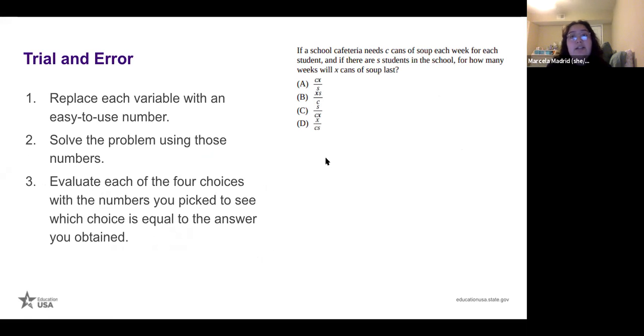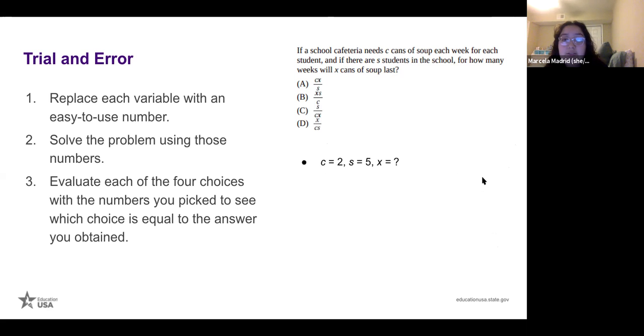If a school cafeteria needs C cans of soup each week for each student, and if there are S students in the school, for how many weeks will X cans of school soup last? There's purposely no numbers given in this problem. It is a complete word problem, but the answers are going to be nice little fractions that are full of letters, and it might be like, whoa, how did you get there?